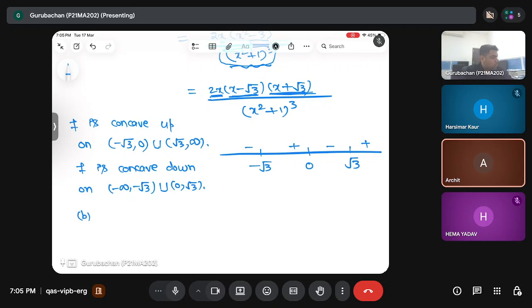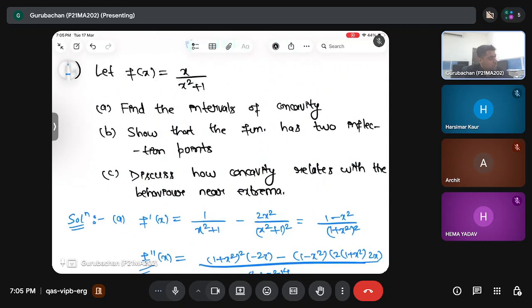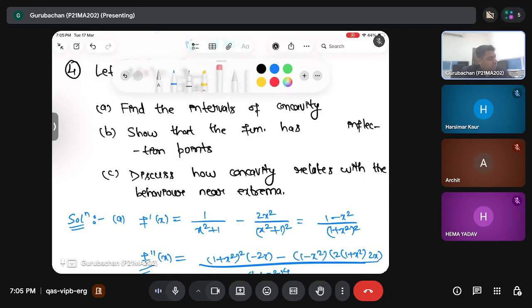Next part, we need to discuss that it has exactly two inflection points. Is it true that it has only two inflection points, or is it having three inflection points? Sir, three inflection points. So there is ambiguity in the question. It must have three inflection points.